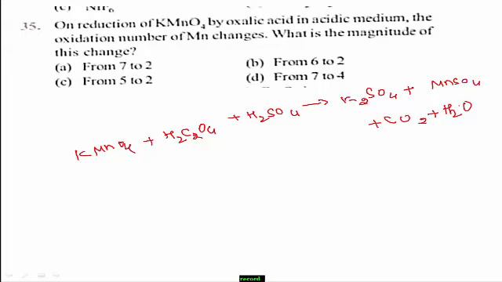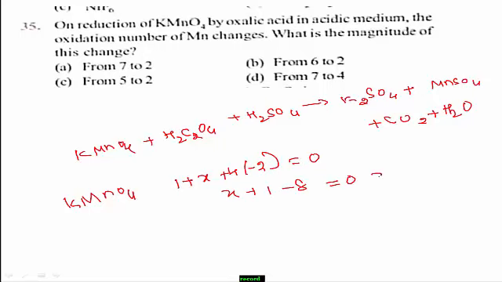Assign the oxidation number to Mn, and the oxidation number of SO4 2 minus. Here SO4 2 minus is equal to 0 in the sum. Students, in KMnO4, the oxidation state of Mn is +7. Right. In KMnO4, 1 plus X plus 4 into minus 2 is equal to 0. Therefore, X plus 1 minus 8 equal to 0, or X equal to +7.